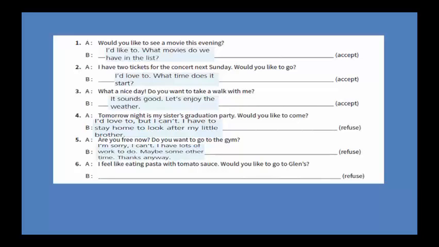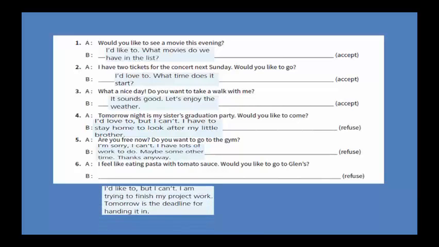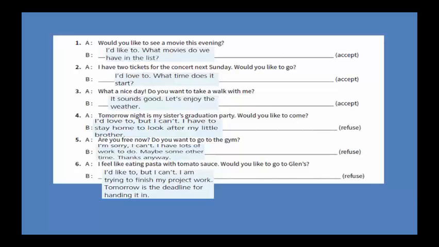And the last question. Let's refuse it again. I feel like eating pasta with tomato sauce. Would you like to go to Glenn's? I'd like to, but I can't. I am trying to finish my project work. Tomorrow is the deadline for handing it in. Now we are going to study suggestions.